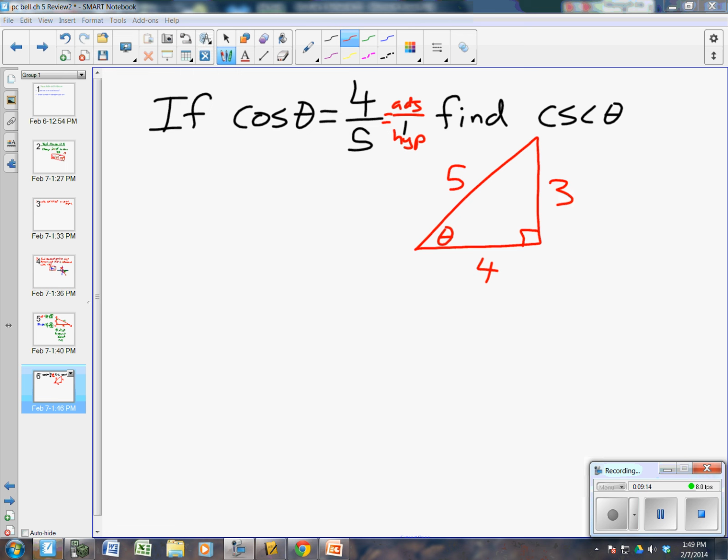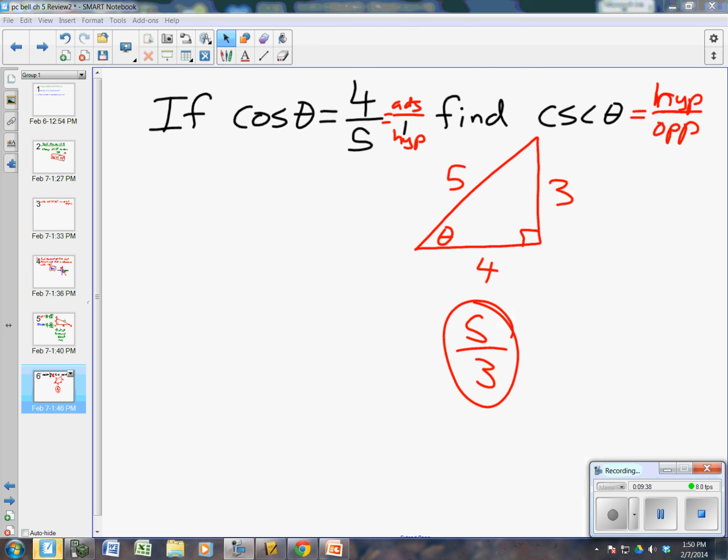Now I know the cosecant is a reciprocal of the sine. I know sine is opposite over hypotenuse, so cosecant is going to be hypotenuse over opposite. Well, hypotenuse is 5. Opposite of theta is 3. So 5/3 is your answer. Got it? Okay, next question.